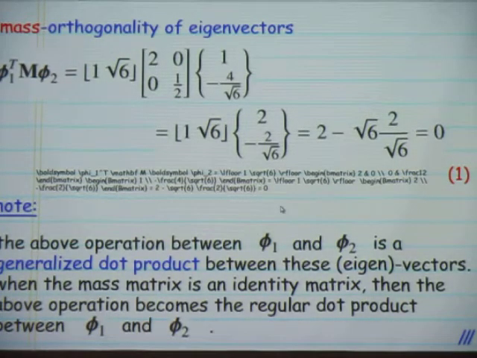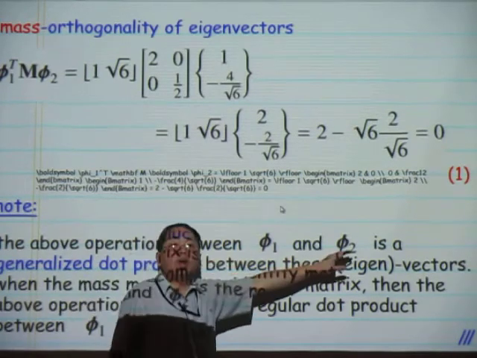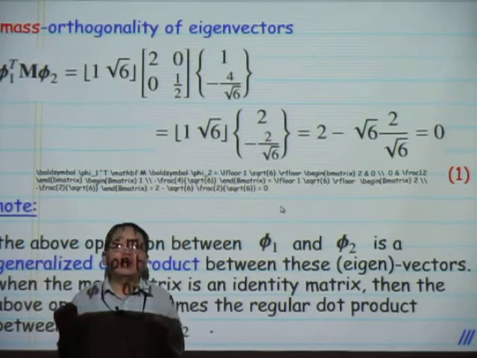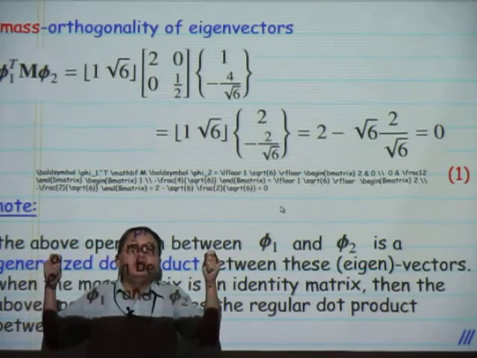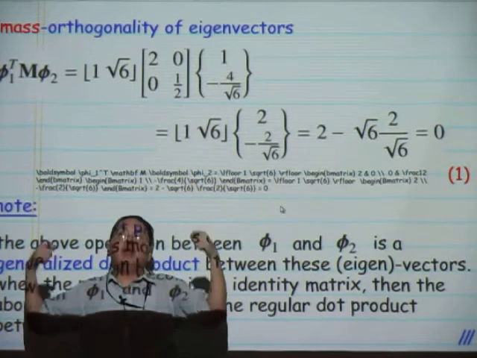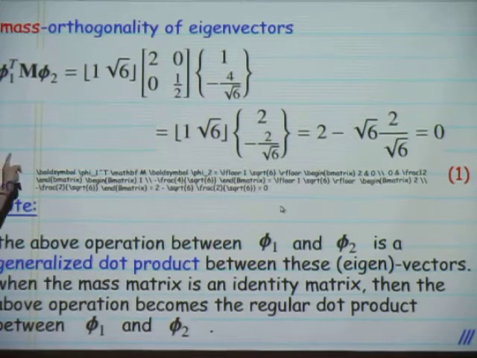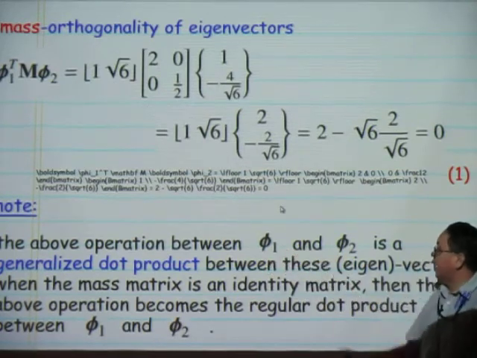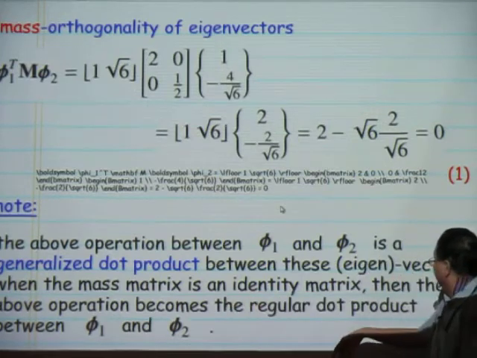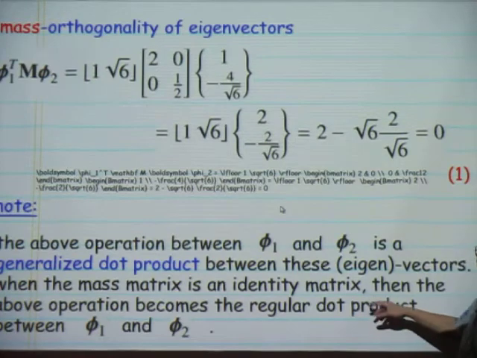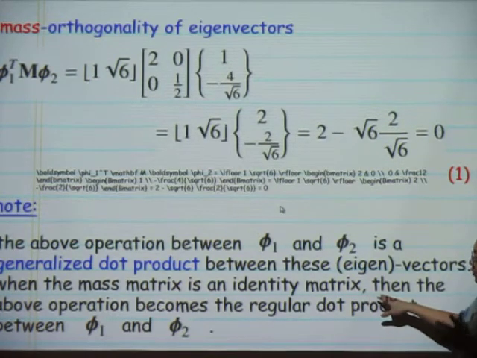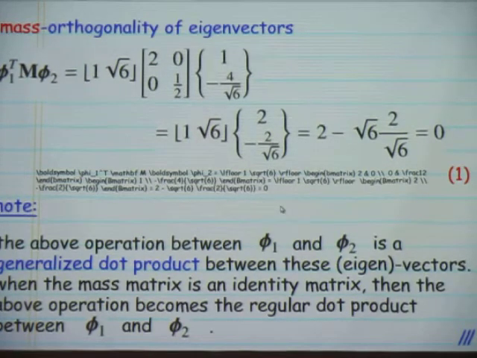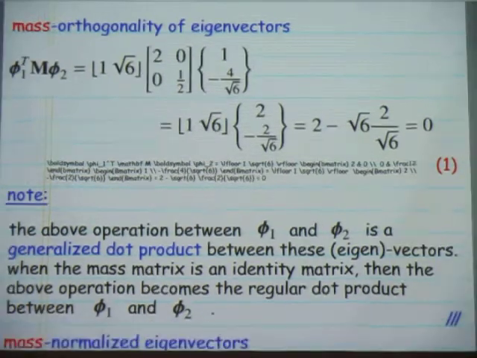So here the above operation between the eigenvector phi1 and phi2 is a generalized dot product, right? Instead of having the identity matrix in between the two eigenvectors, now you have the mass matrix. So the dot product had been generalized, just like the standard eigenvalue problem had been generalized to the generalized eigenvalue problem with the non-identity mass matrix. Okay, so same thing. And so the generalized dot product between these two eigenvectors, when the mass matrix is an identity, that's the standard dot product. Okay, so you generalize the dot product to the case where the mass matrix is not identity. All right, so we are done with this part.